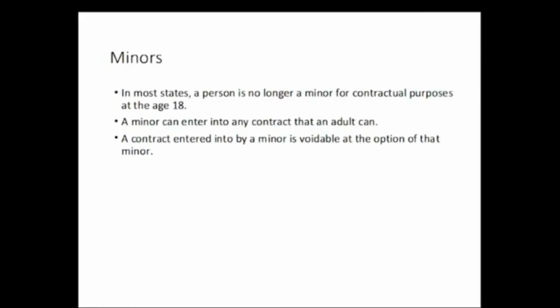So if you have minors, guess what? A person is no longer a minor for contractual purposes at age 18. A minor can enter into any contract that an adult can. A contract entered into by a minor is voidable at the option of that minor. In other words, the minor can get out of the contract, but the minor can also say, no, I agree to that, and at that point it's a valid contract. So a contract with a minor is voidable.